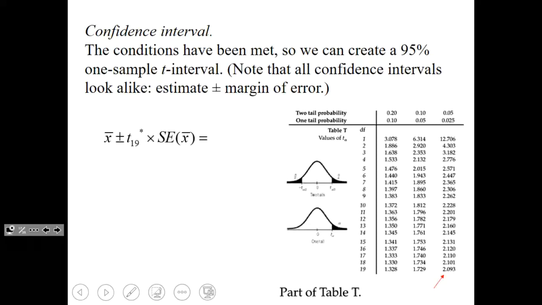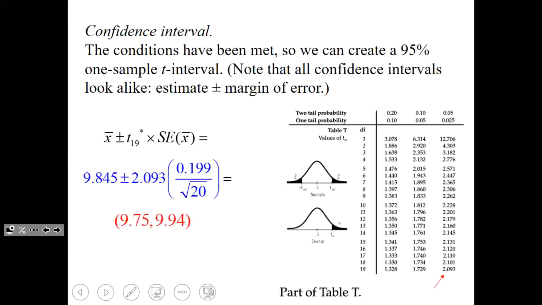We look all the way down here at the bottom. 95%, that means we have 5% left inside of our two tails. We had 19 degrees of freedom. So our critical value for t is 2.093. We plug this into our formula along with our 9.845. Our standard error is our sample standard deviation divided by the square root of the sample size. And so we find our interval is 9.75 to 9.94 fluid ounces.